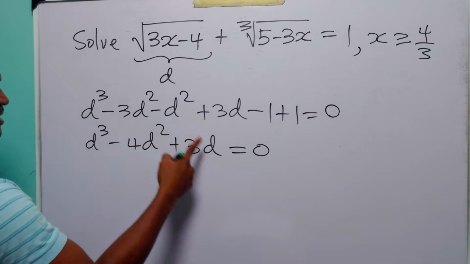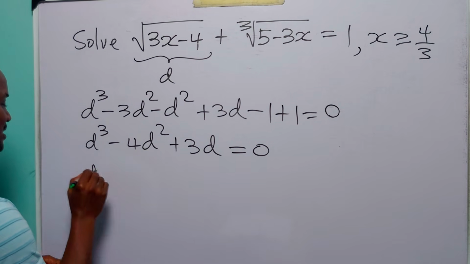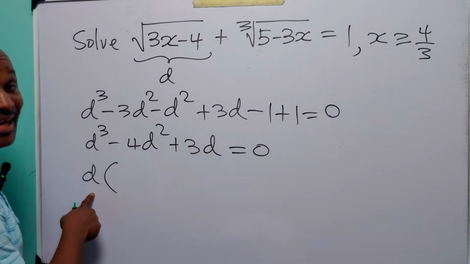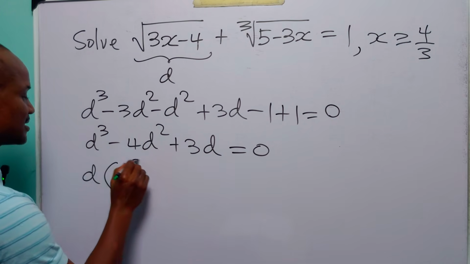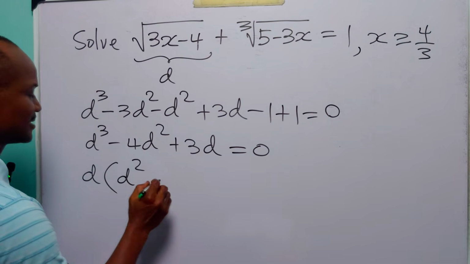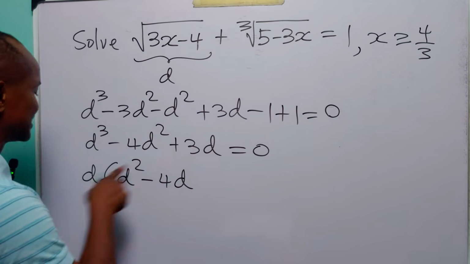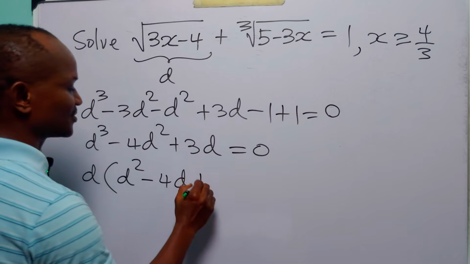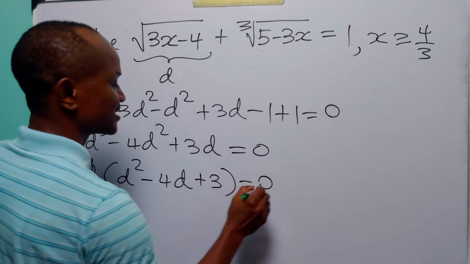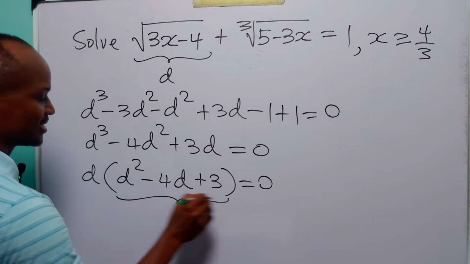Now, when you look at these three terms, you're going to see a common factor, which is d. So we have d. d cubed divided by d, of course, is d squared. Minus 4d squared divided by d is going to give us minus 4d. And 3d divided by d is going to give us 3. And this is still equal to 0. Now we can further factorize this.